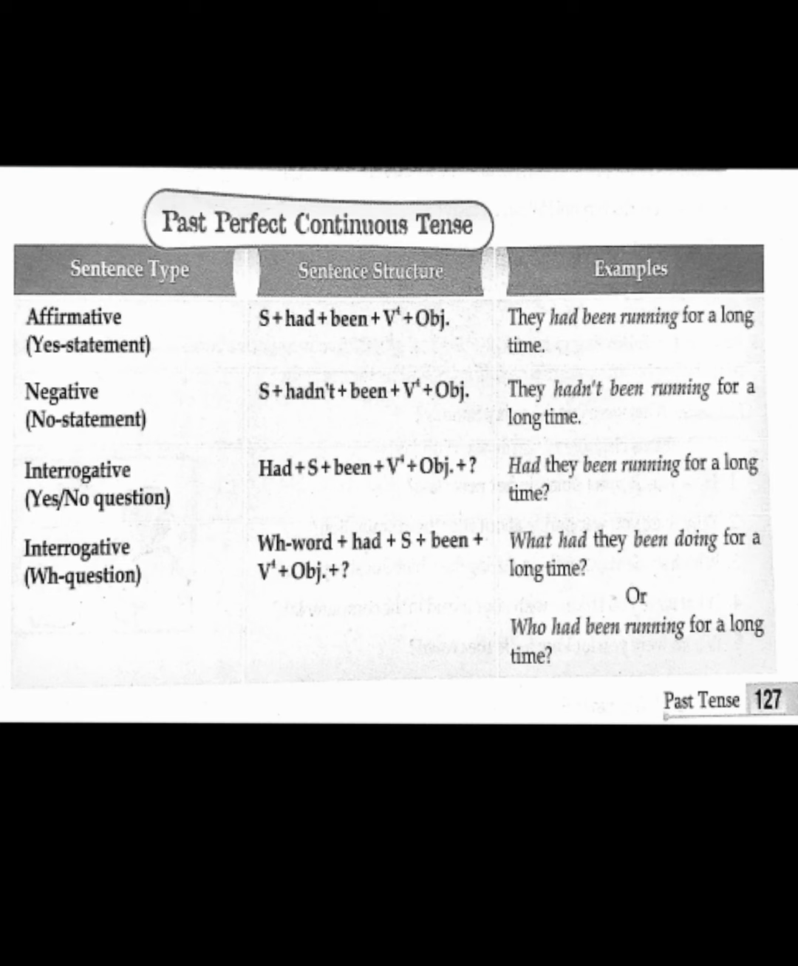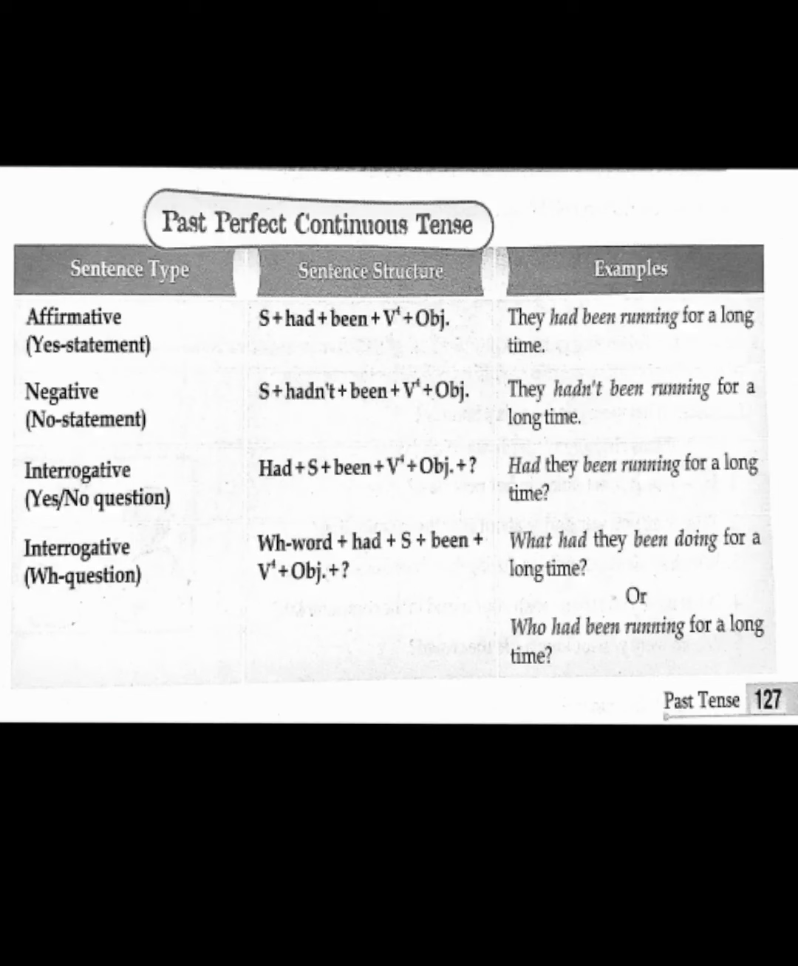Now let's see how my sentence transforms in past perfect continuous tense. So let's see what happens in the affirmative case. In the affirmative case, the sentence structure is subject plus had been plus verb fourth form plus object. So what can be the example? They had been running for a long time. So here the most important thing is to show the continuity, right? So for that we are using had been plus verb fourth form, right?